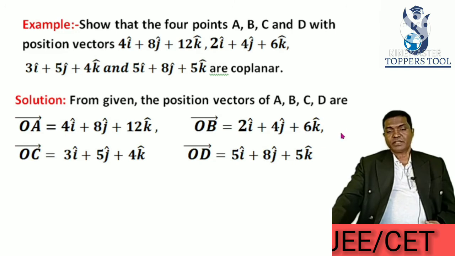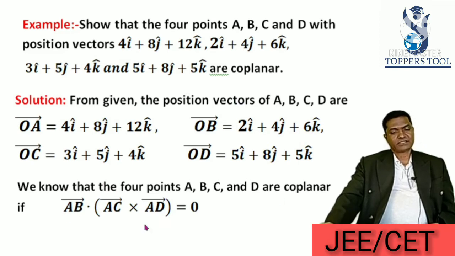These are the given position vectors and we have to show that the scalar triple product AB dot AC cross AD is equal to 0. If this is true, then what is your conclusion? A, B, C, D are coplanar. So let's first find vector AB, vector AC, vector AD.